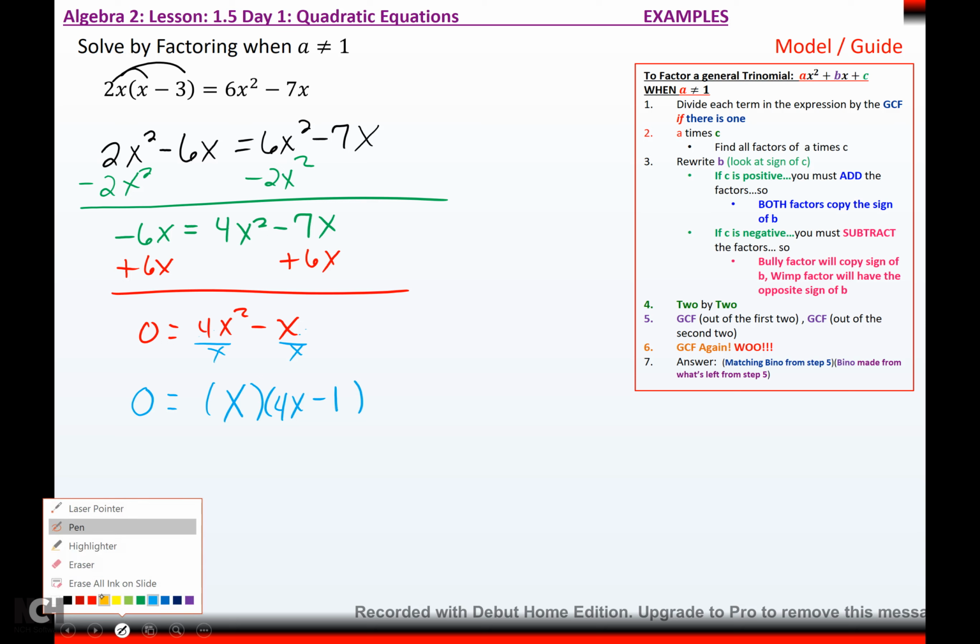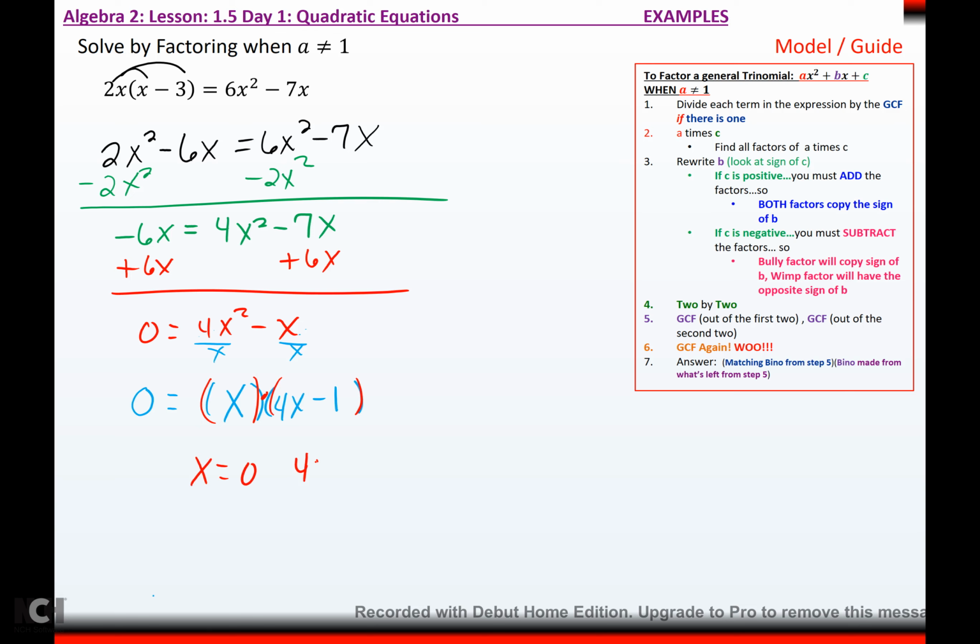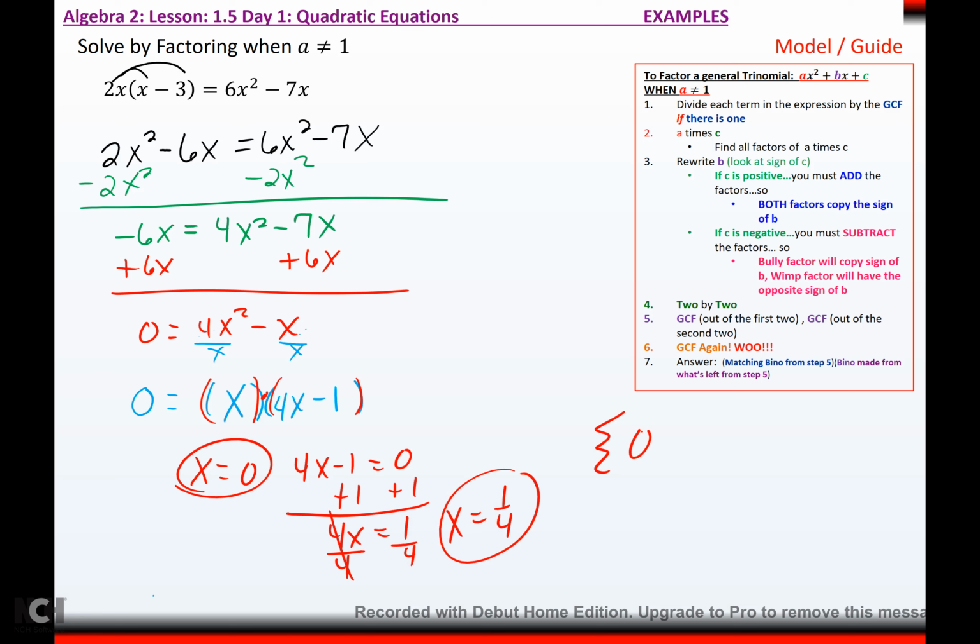And I still have the zero product property. It's this factor times this factor. So either x is 0 or 4x minus 1 is 0. If it's this one, I'm already done. X is already alone. To finish this one, I'd have to add 1. And that gives me 4x equals 1. Divide by 4. And I get x equals 1/4. So my two solutions are 0 and 1/4. You can get 0 for an answer.